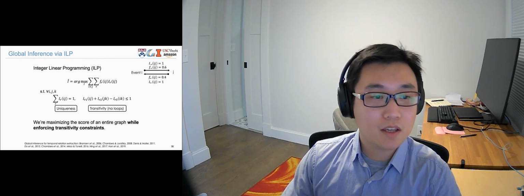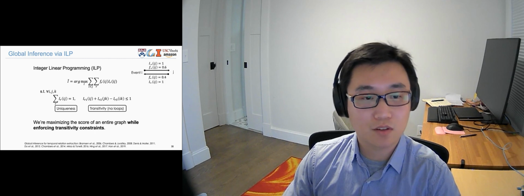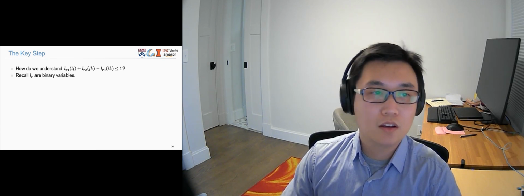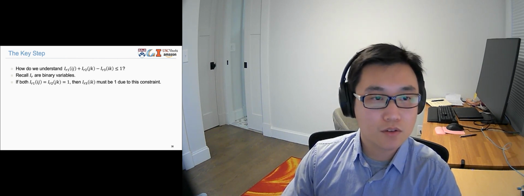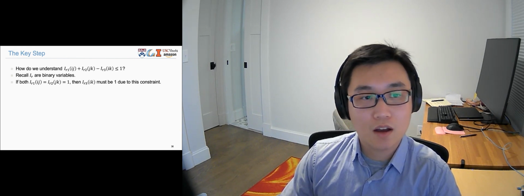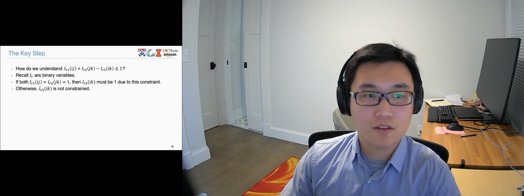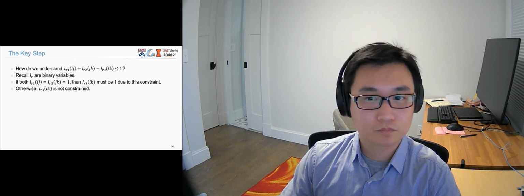And overall, we can see again that we are maximizing the score of an entire graph while enforcing transitive constraints. The key step here is how do we understand this expression? Recall I is a binary variable. So if both I_r1 and I_r2 are equal to 1, which means those Boolean variables are true, then I_r3 must be 1 due to this constraint. Otherwise, I_r3 is not constrained at all. So you can see this is how we constrain all of the relations among all of these events.